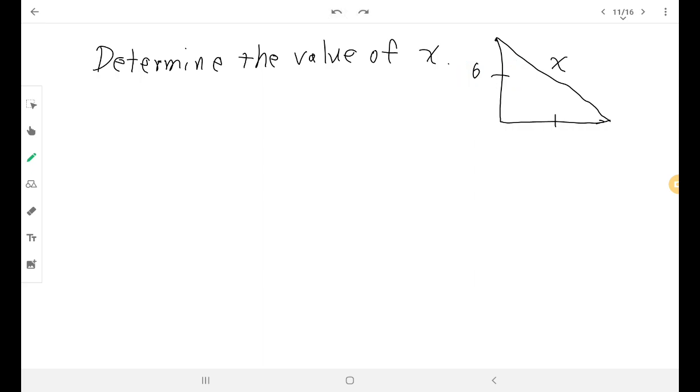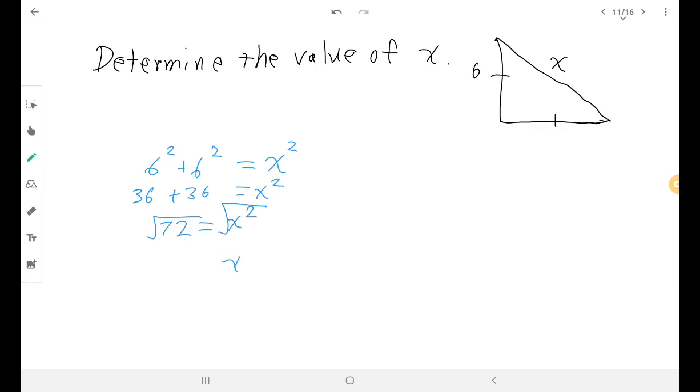So I should be able to just apply the Pythagorean theorem again and say 6 squared plus 6 squared equals x squared, because x is now my hypotenuse. And 6 squared is 36, so 36 plus 36 equals x squared. 36 and 36 is 72. So 72 equals x squared, and then I'll have to take only the positive square root of both sides, because I'm dealing with a length, right?